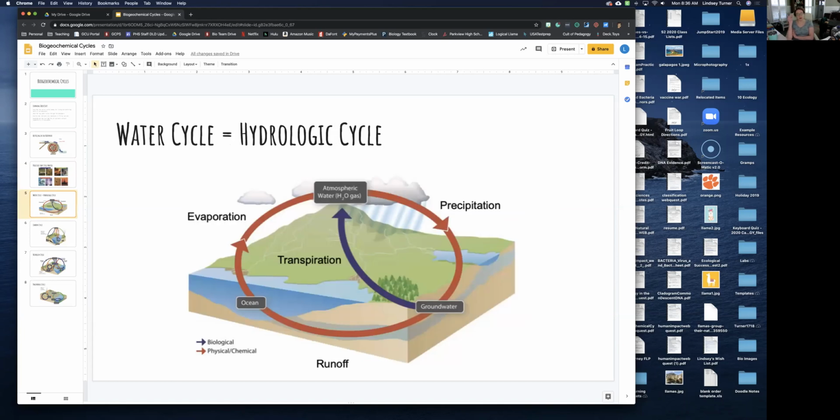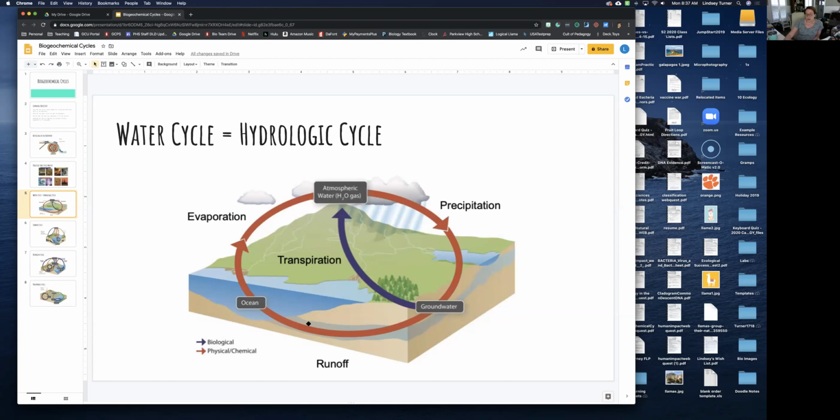Okay. So we're going to start with the water cycle. You've probably learned a little bit about the water cycle in middle school. It's also referred to as the hydrologic cycle. Both names are accurate. Both names could be used. So the big part, if you look at the diagram, there are 2 different colors. We have biological processes that are happening, and we have chemical and physical processes that are happening. Okay? So this is a closed cycle, and it continues to go over and over again.